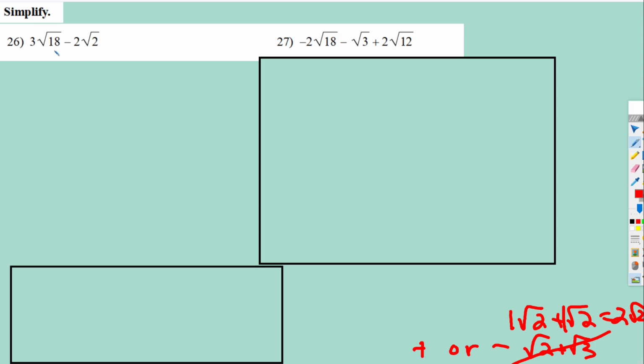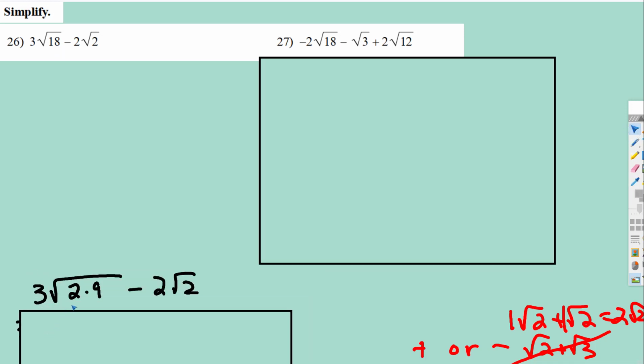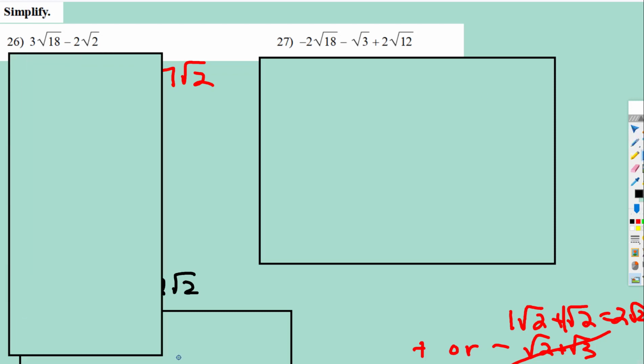So what we could try to do is simplify root 18. Well, remember, 18 is 2 times 9. Well, the square root of 9 is 3. So now what we have, 3 times 3, we have 9 root 2, subtract 2 root 2. Well, 9 subtract 2 is 7 root 2. And that's all there is to this one. All right, let me cover that up.